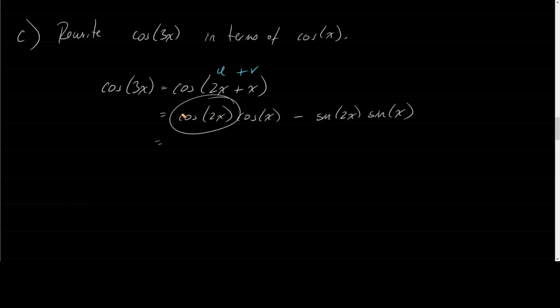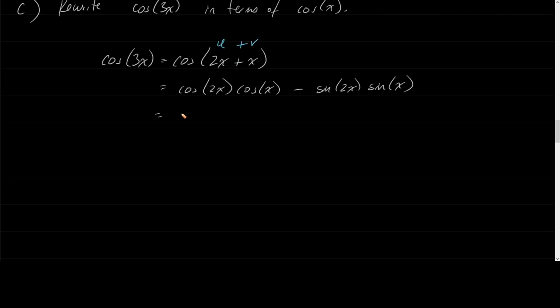At that point, well, we have a formula for cosine of 2x, right? Well, we have three different formulas for it, but I want one that only has cosine in it. And that one was 2 cosine squared of x minus 1. And I'll do that with brackets. So that's cosine of 2x is 2 cosine squared minus 1. And then we've got that times cosine x minus sine of 2x. Well, sine of 2x was 2 sine x cosine x. And we still have that times sine of x.